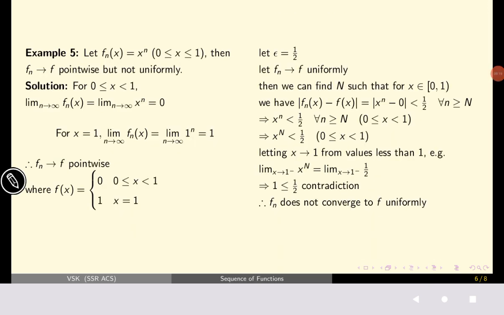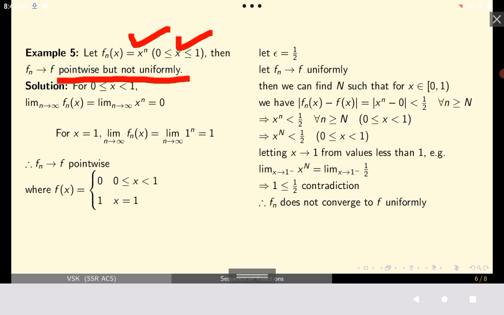Now let us see one more example. Let f_n(x) is equal to x to the power n when x lies between 0 and 1. Then here f_n converges to f pointwise but not uniformly. So here we will see the difference between pointwise and uniform convergence.